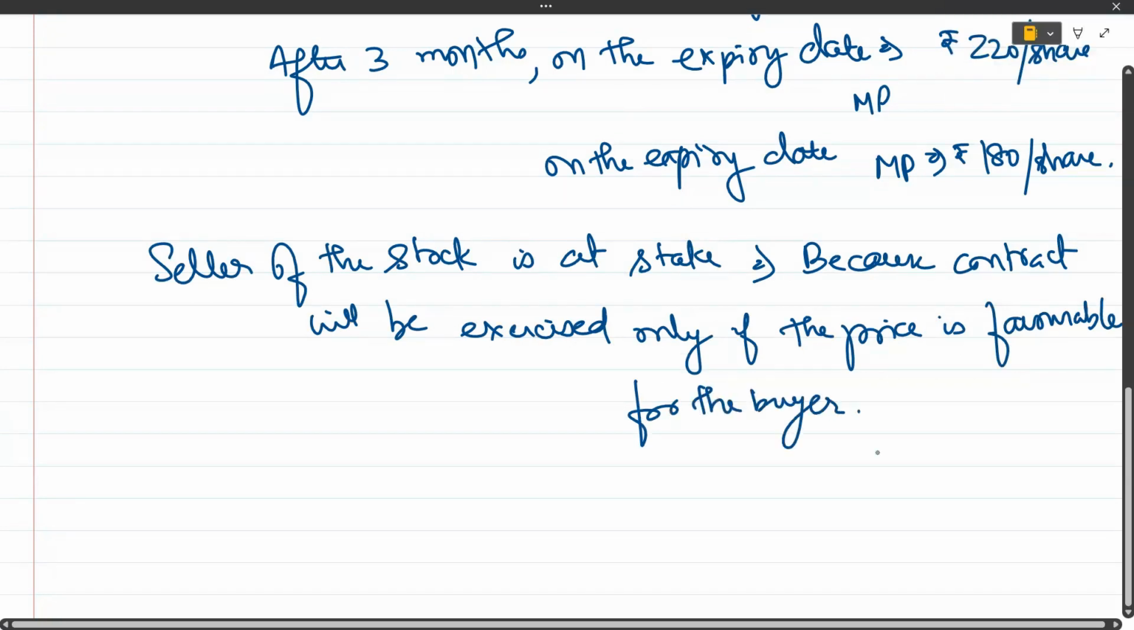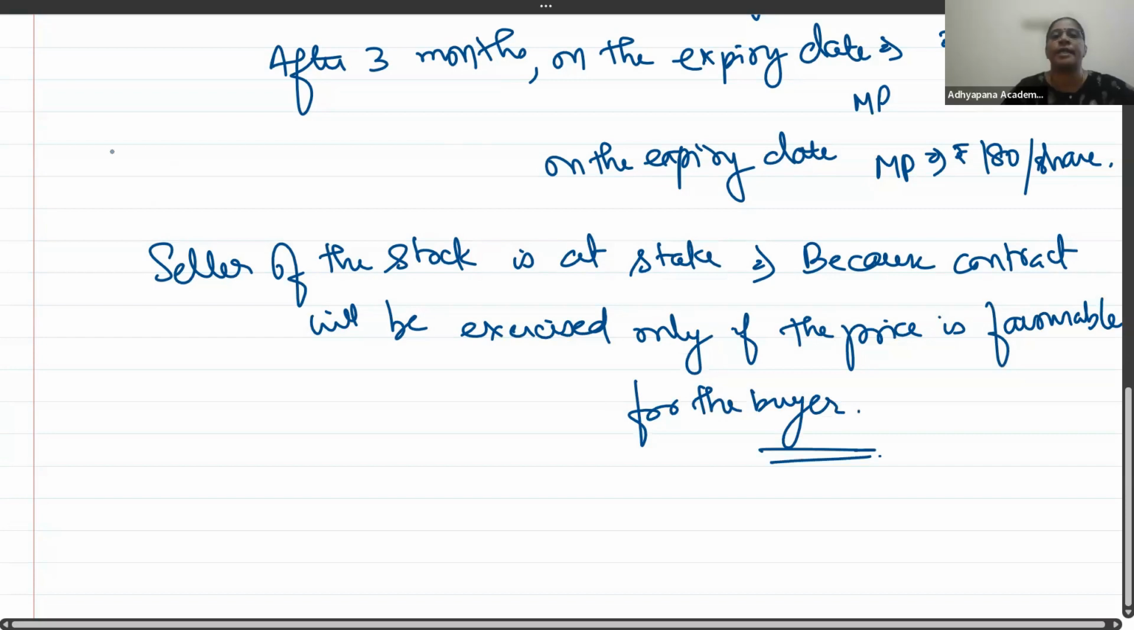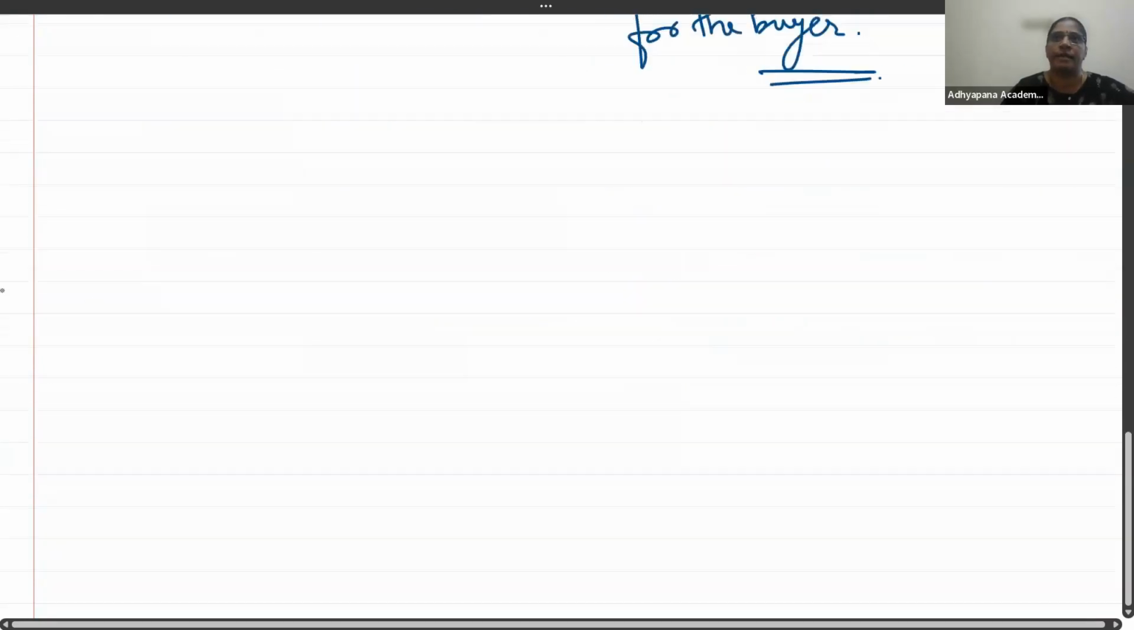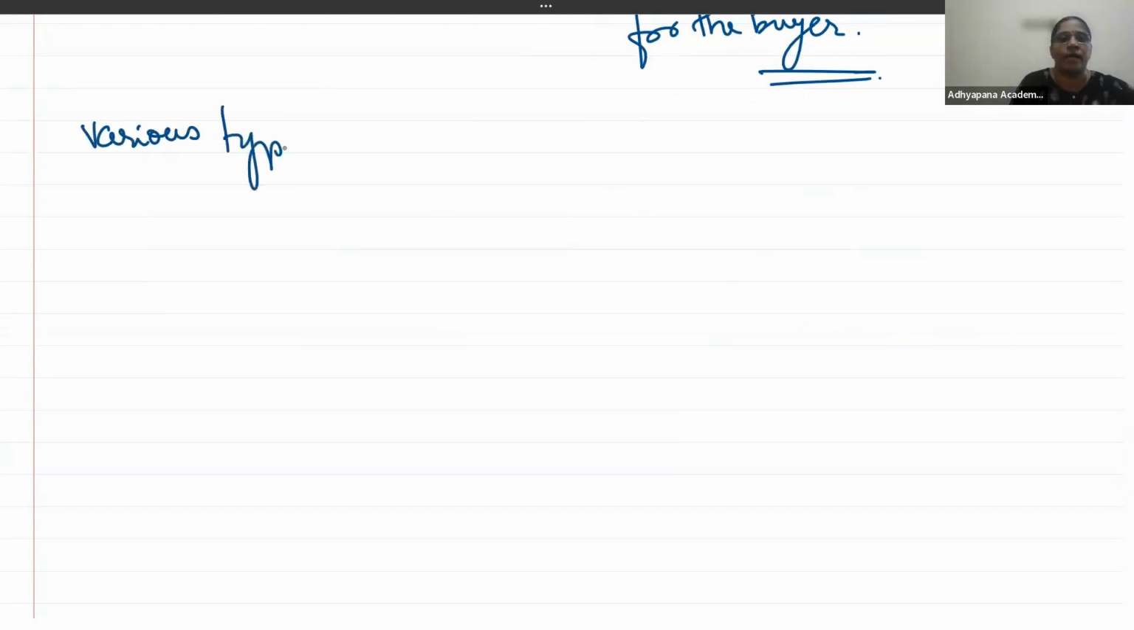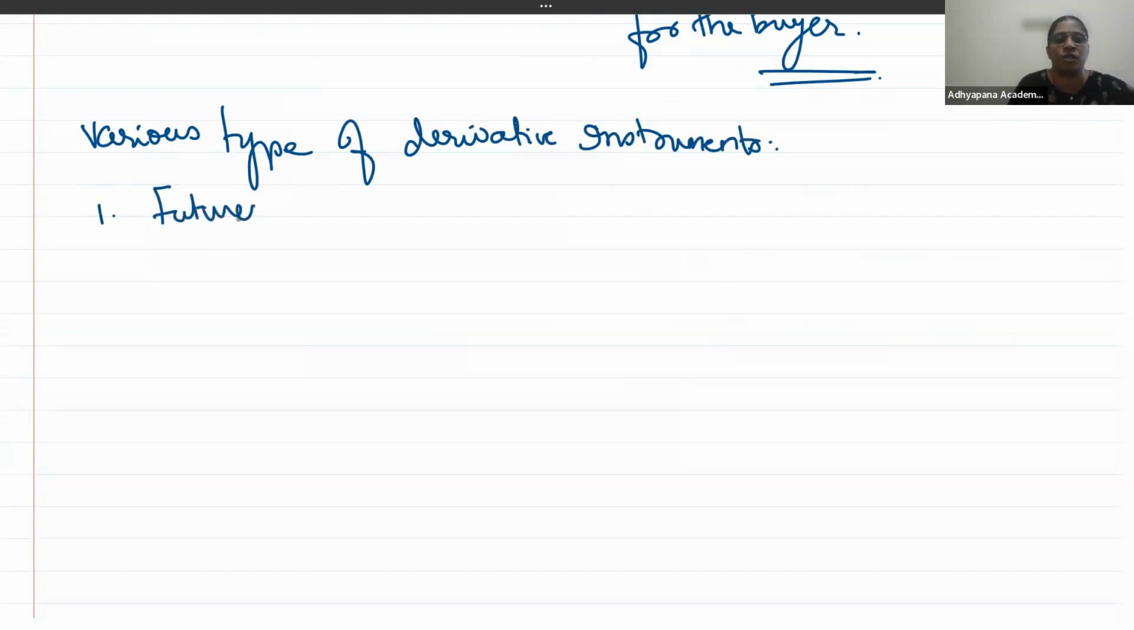Okay. So, how are we going to protect the seller? There are various alternatives, various types of derivative instruments available. The various types of derivative instruments available are futures, options, and swaps.